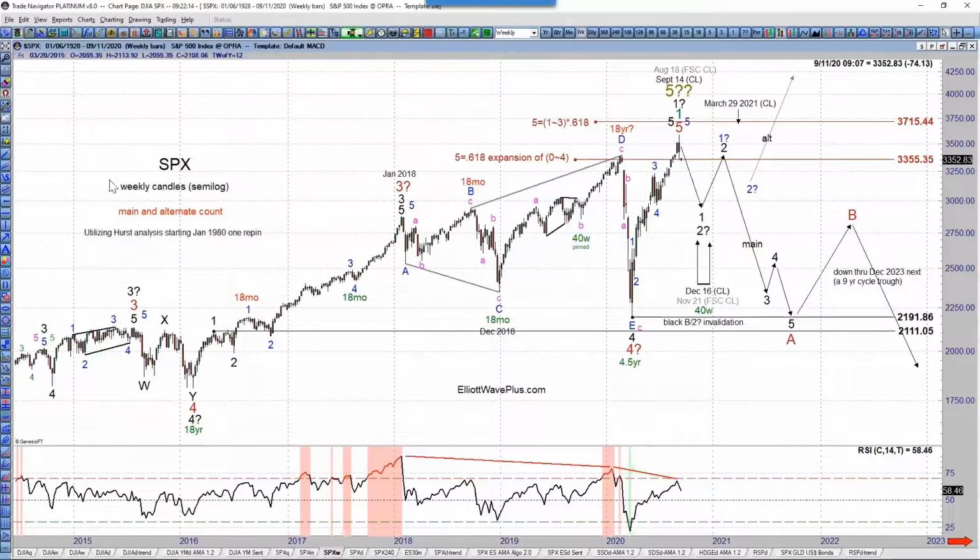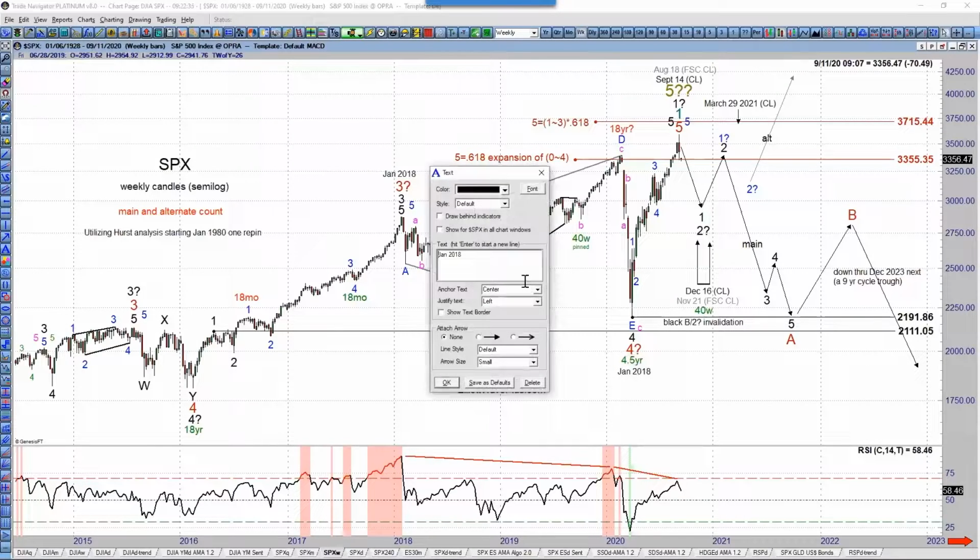But just to get to the longer term S&P, this is a weekly chart. I think the entire period from January of 2018 through March of 2020 was a massive expanding triangle. It's a very rare, or megaphone pattern. It's a very rare pattern in Elliott Wave. There's only been 2 or 3 of them in the entire history of the stock market.